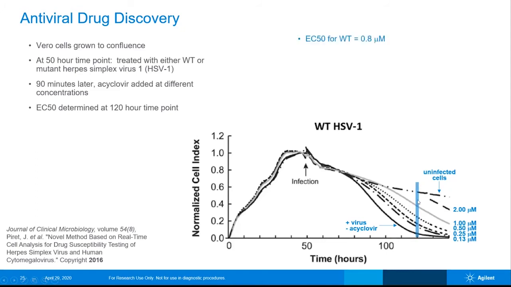When they did this, they were able to demonstrate that the EC50 for acyclovir for the wild type herpes virus is around 1 micromolar. And importantly, when they repeated this assay with the herpes virus mutant, that again has a polymerase resistant to acyclovir, you can see that the EC50 increased around 100-fold, up to 100 micromolar, which is exactly what you'd expect considering what's known about that mutant.